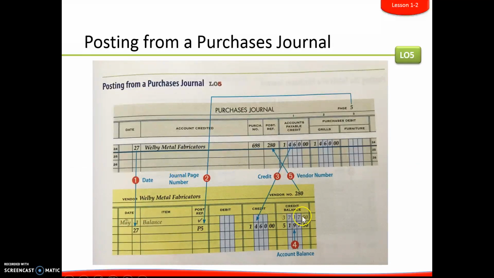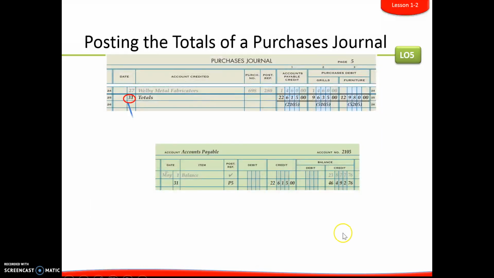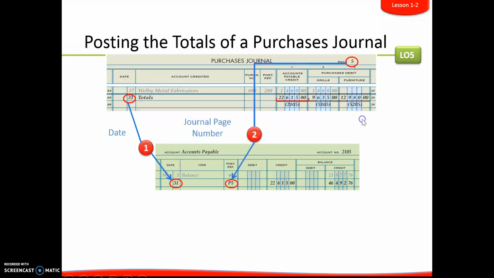So then when we post, the only difference is that instead of where we used to put the one number to either accounts payable credit or purchases debit, now we have to make sure that we put it in the correct purchases account, either for grills or for furniture. But the posting from a purchases journal is the exact same as what we've done before. So this shouldn't be anything new. Don't forget to put P for purchases and whatever the journal number happens to be. But that's pretty much all the same. And same thing for our totals. Like I said, it's either going to go to purchases grills or purchases furniture. So we just want to make sure that we do that correctly.